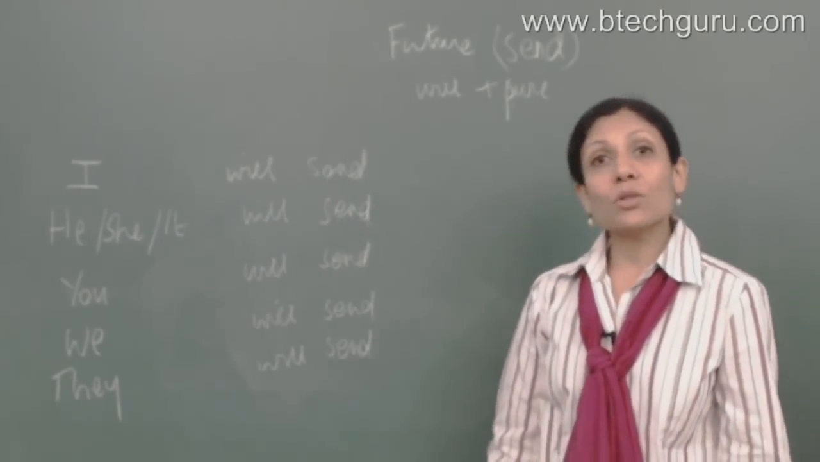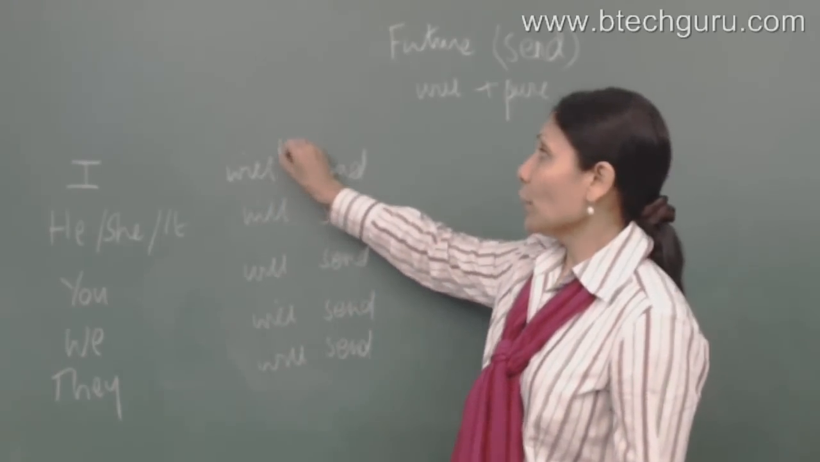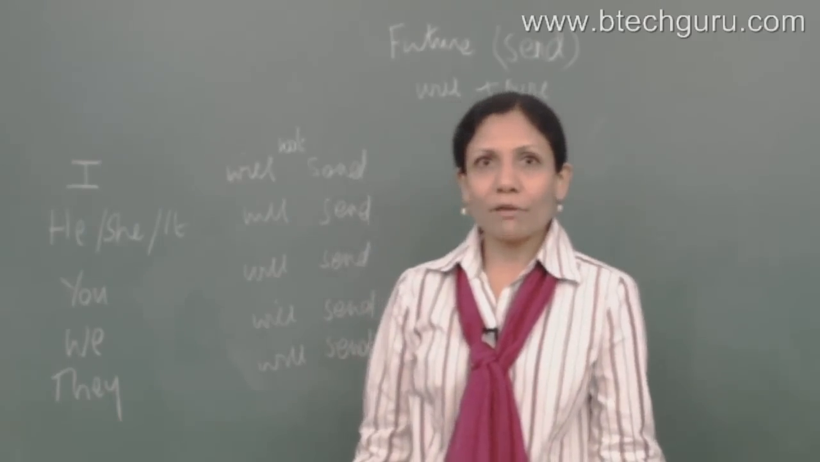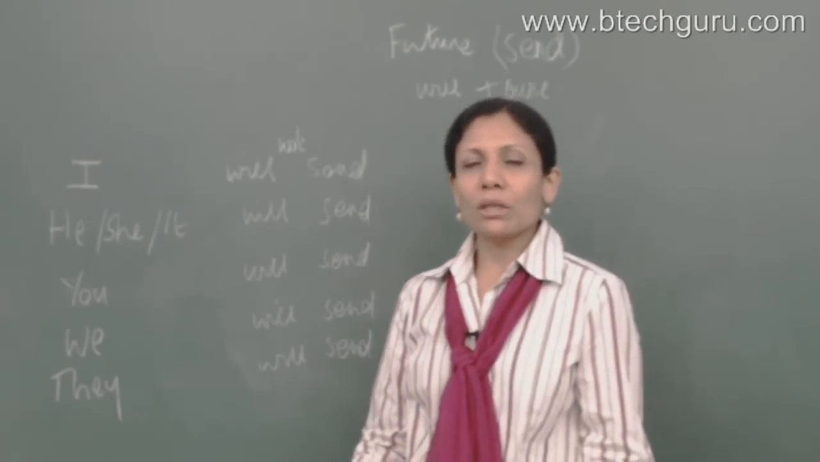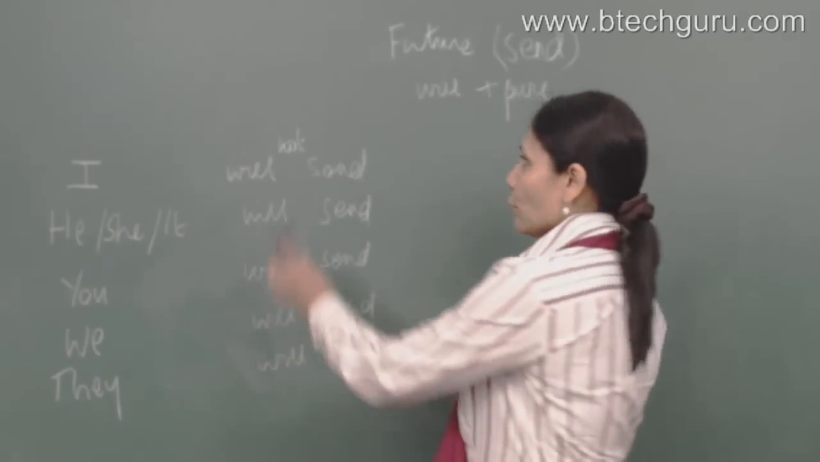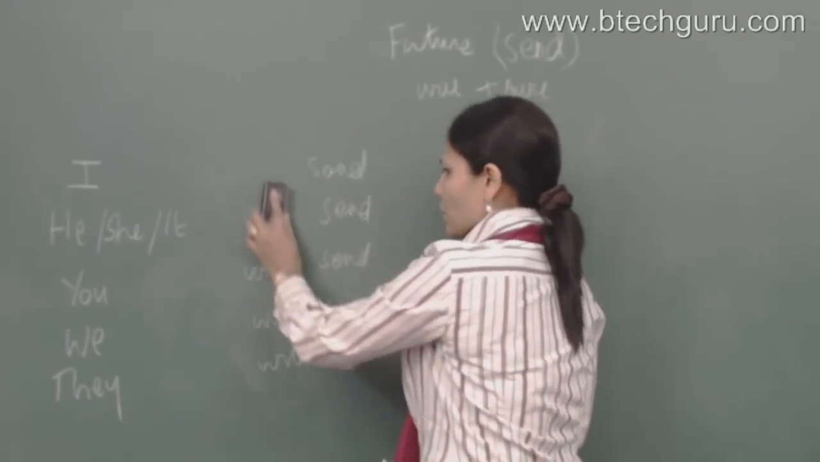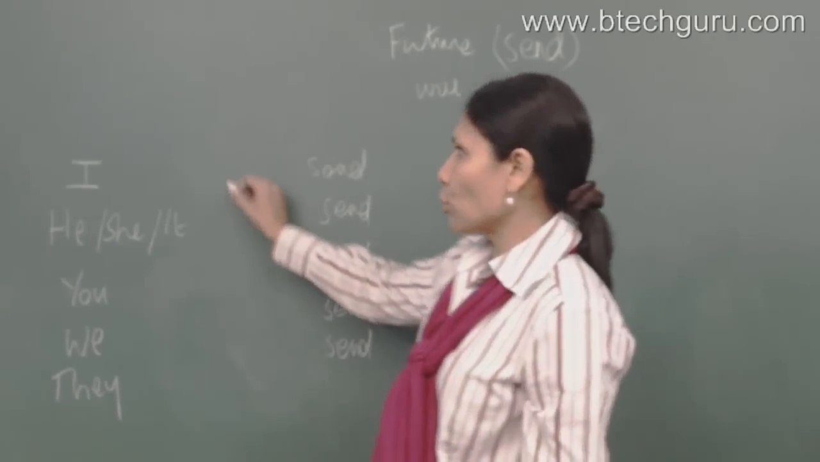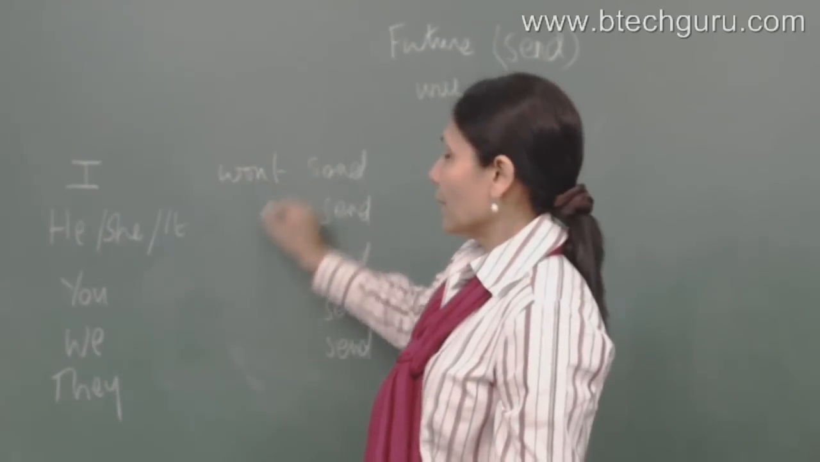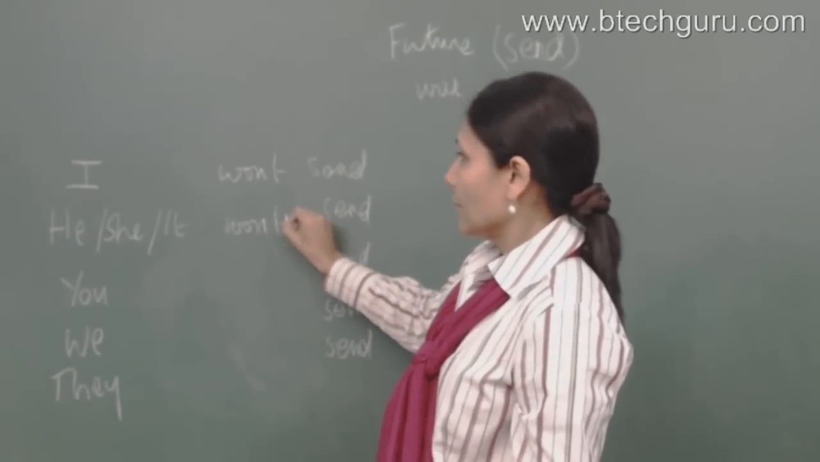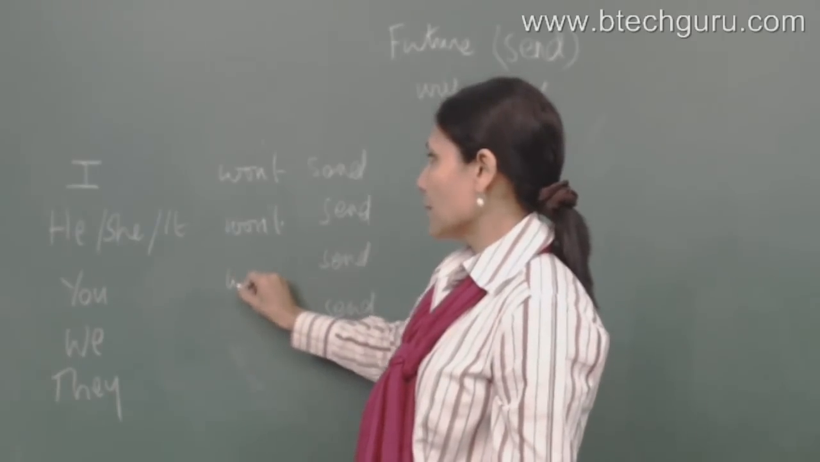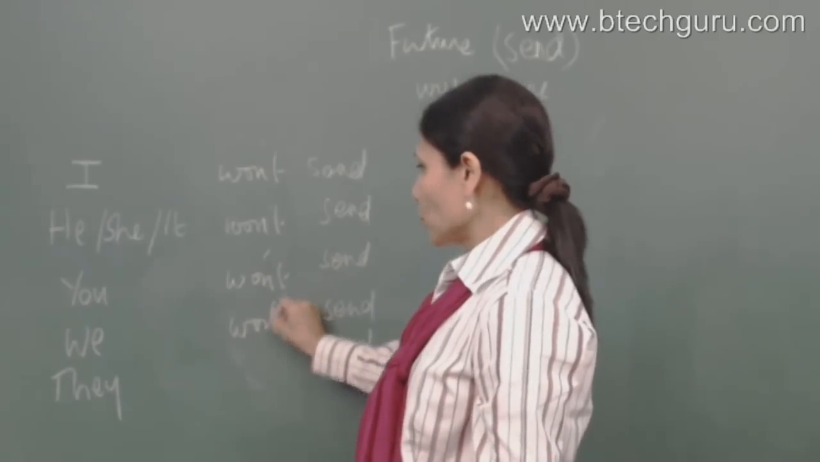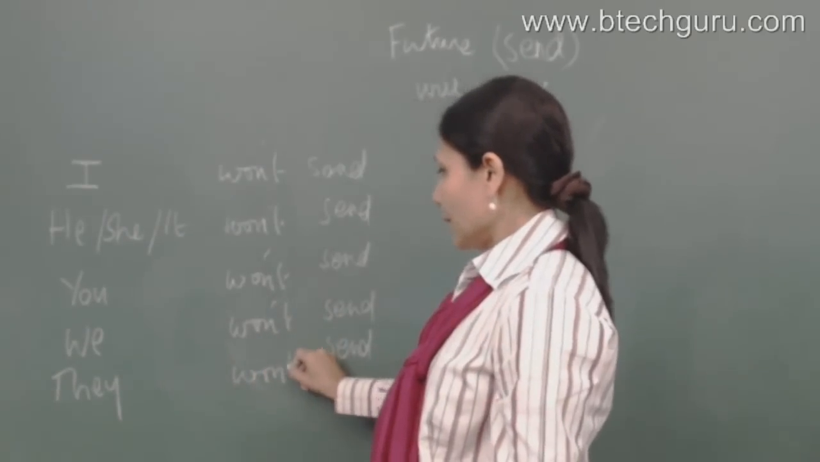Now, how will I make this into the negative? You say I will not send, and very often we use the word won't. Now won't, don't get confused, won't is nothing but the abbreviation of will and not. So just for us to learn something new, maybe we will take this off, and instead of will not, we will put won't. I won't send, he won't send, she won't send, it won't send, you won't send, we won't send, and they won't send.